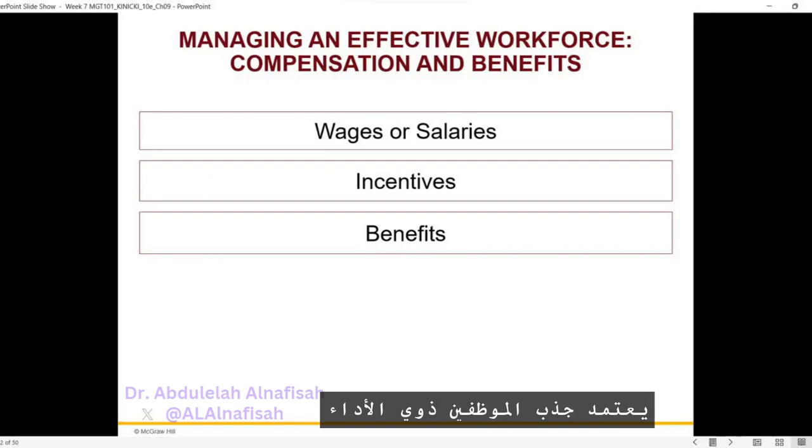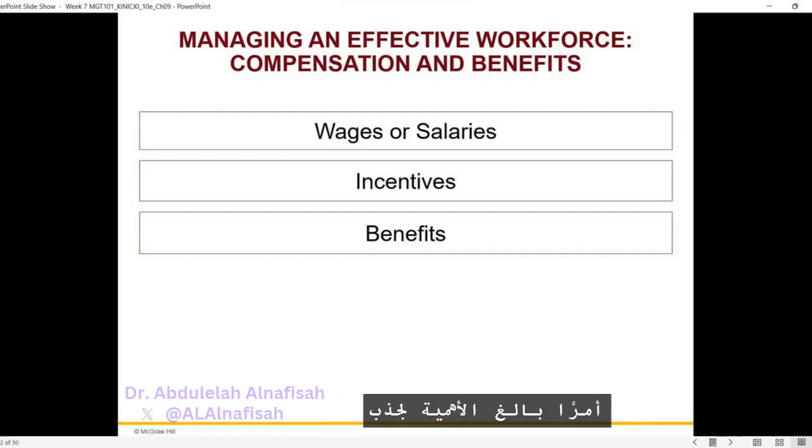Attracting and retaining high-performing employees relies on offering competitive compensation packages, including wages, incentives, and benefits, to entice skilled individuals seeking fair rewards for their contributions. Comprehensive benefits, such as health insurance and flexible work arrangements, are crucial for attracting and retaining talent.